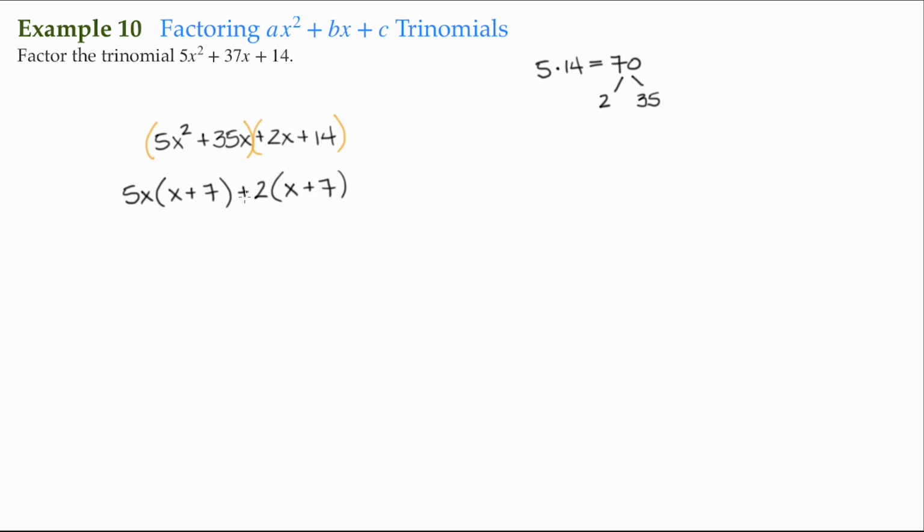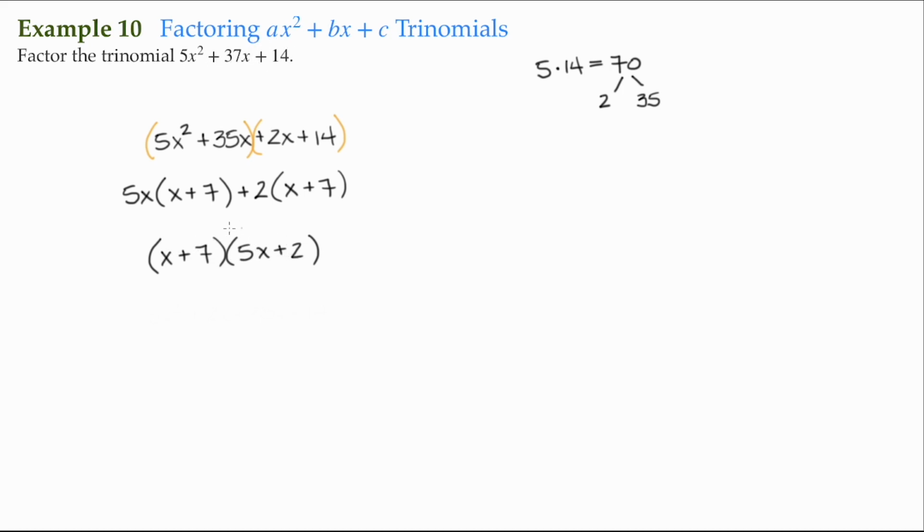So since they have a common factor again, we just pull out that factor, x plus 7, and what do we have left? 5x plus 2. And there's our two binomials. Then when we multiply them together, we'll come out with 5x squared plus 37x plus 14.